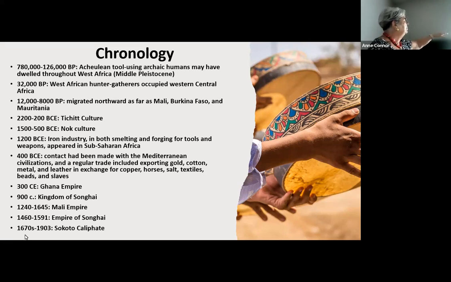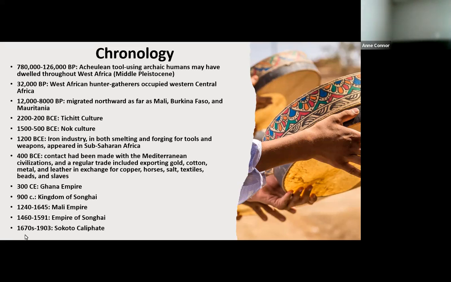By 1200 BCE, the iron industry, the age of iron, corresponds to the War of Troy in Europe. By 400 BCE, contact has been made with the Mediterranean civilization, and you have regular trade. And I'll show you a map with the trade. The Ghana Empire starts in 300 of our era. Then we have the kingdom of Songhai that starts in 900 CE, but just a kingdom. So it's one country, you know.